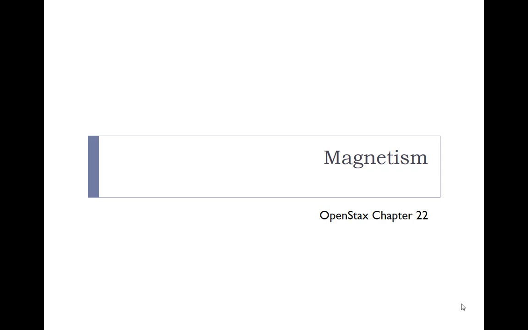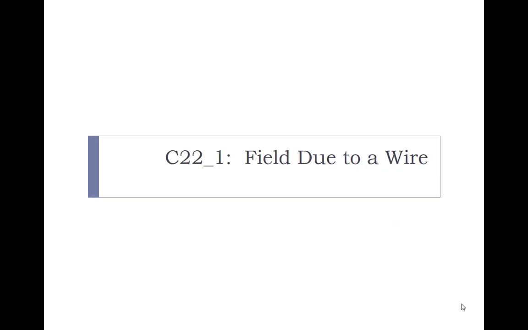Hello, and welcome to the next part of our unit on magnetism. In this part, we're going to look at the magnetic field due to a current carrying wire. The phenomenon that a current carrying wire produces a magnetic field was first discovered by Ørsted.